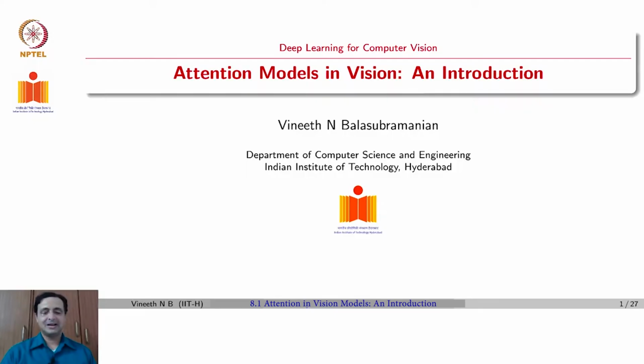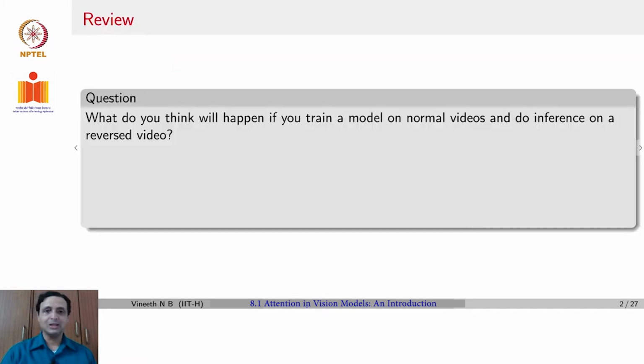Having discussed RNNs last week, we'll now move to a topic which is very contemporary in terms of trying to address some of the technical features of what RNN brings to deep learning, which is attention models. Before we go into attention models, let's discuss the question that we left behind, which was, what do you think will happen if you train a model on normal videos and do inference on a reversed video?